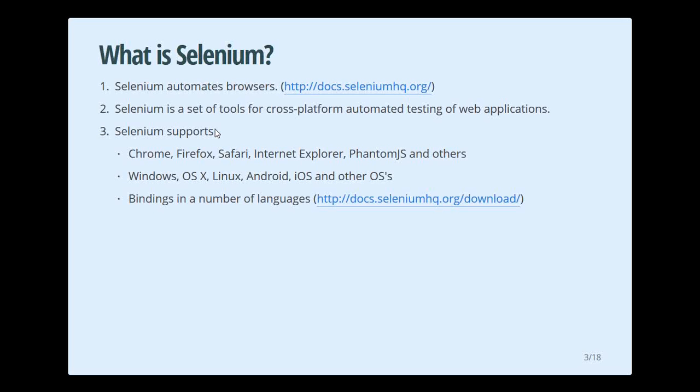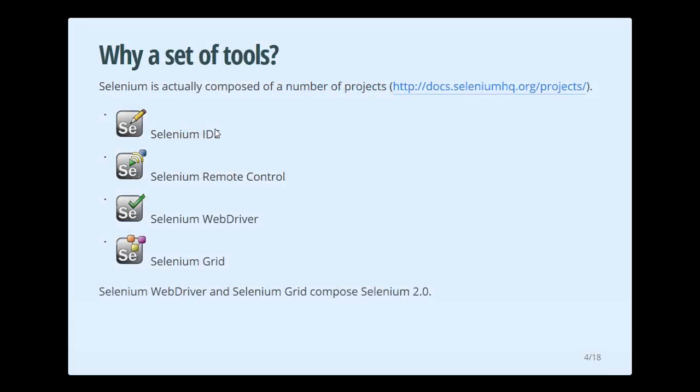So why do we call it a set of tools? So it's actually composed of a number of projects. Originally we had the Selenium IDE and the Selenium Remote Control. So this is what we would refer to as Selenium 1.0. Later on came Selenium WebDriver and Selenium Grid, and that's what we now call Selenium 2.0. So basically, what we're interested in now is this Selenium 2.0, and specifically Selenium WebDriver. So the RSelenium package communicates with the Selenium WebDriver.